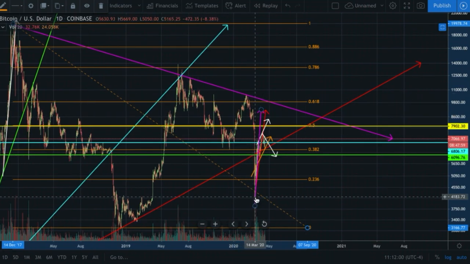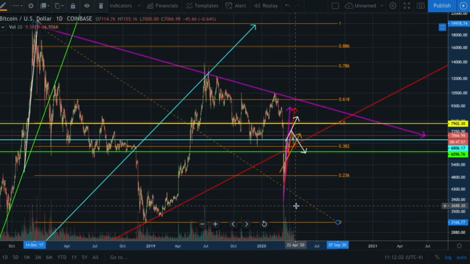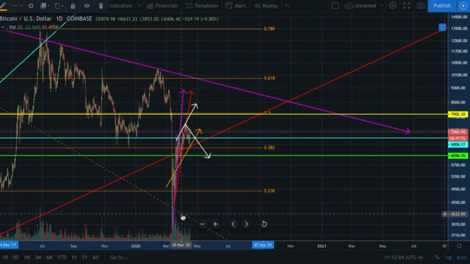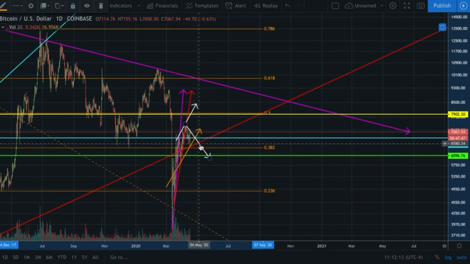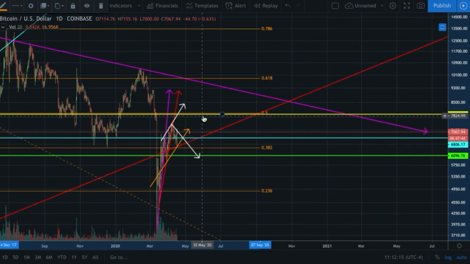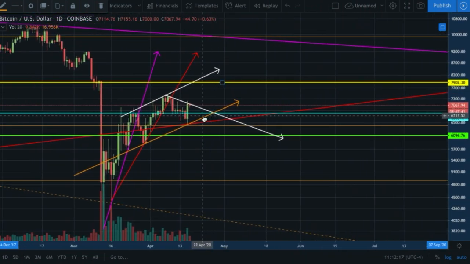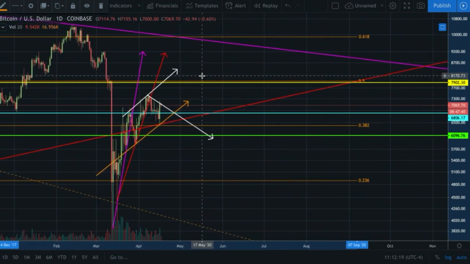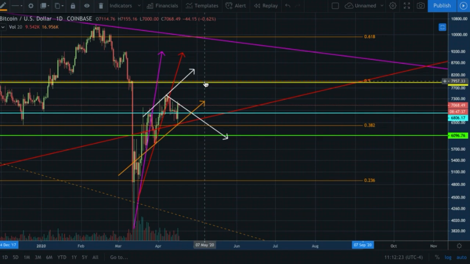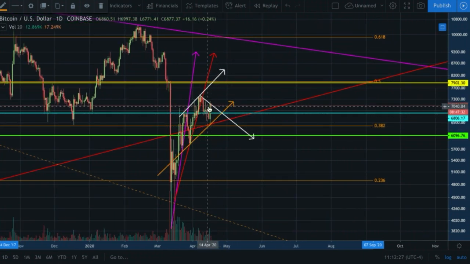Then we dumped back through here and almost came down to the new low. From that low, we would expect at least a 2 fib level bounce, so from 236 to 382, from 382 to 0.5. What we're looking for to fulfill this algorithm is for this 0.5 fib level to get hit. Once this algorithm is fulfilled, it can flip and we can start moving back to the downside. But that's not happening because we keep getting weakness at the top here.